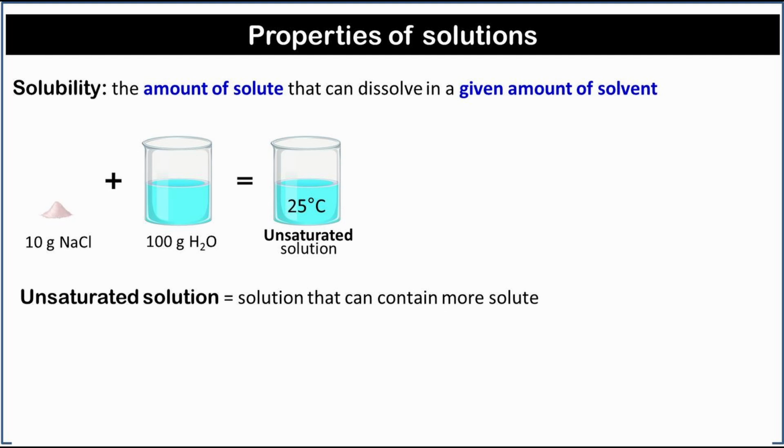There is a limit to the amount of solute that can be dissolved in a solvent. This is the solubility, which is defined as the amount of solute that can dissolve in a given amount of solvent. If we dissolve 10 grams of salt in 100 grams of water at 25 degrees Celsius, we have created an unsaturated solution. An unsaturated solution is a solution that can contain more solute.